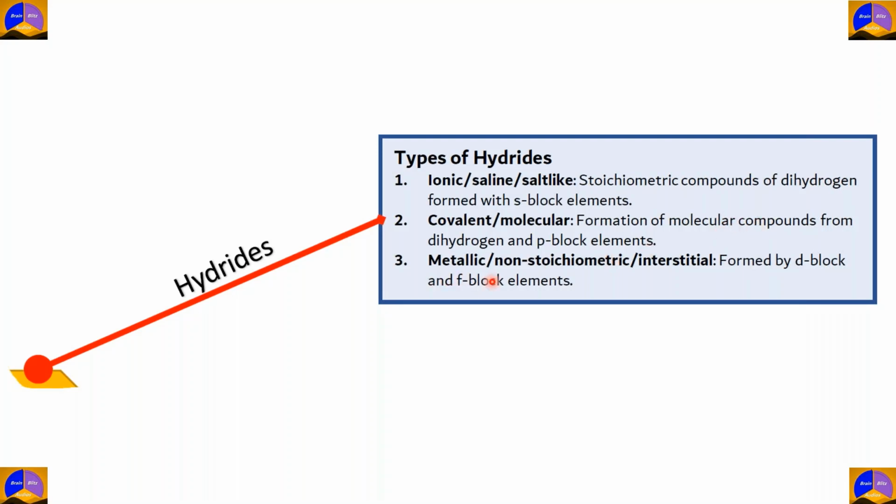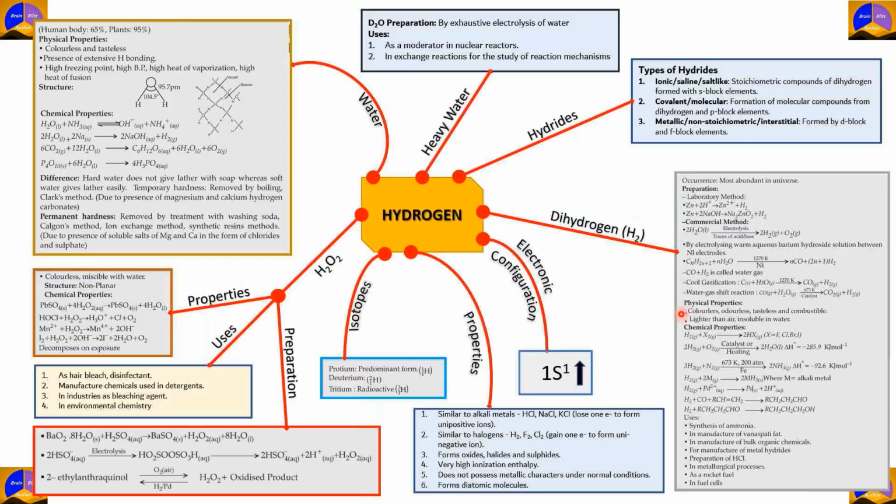The third type of hydride is metallic, aka non-stoichiometric or interstitial. Now, these kinds of hydrides are formed by d-block and f-block elements, and they are always deficient in hydrogen. Some examples are lanthanum hydride, which is LaH2.87, palladium hydride or PdH0.6 to 0.8, etc. Now, with that, we've completed hydrides.